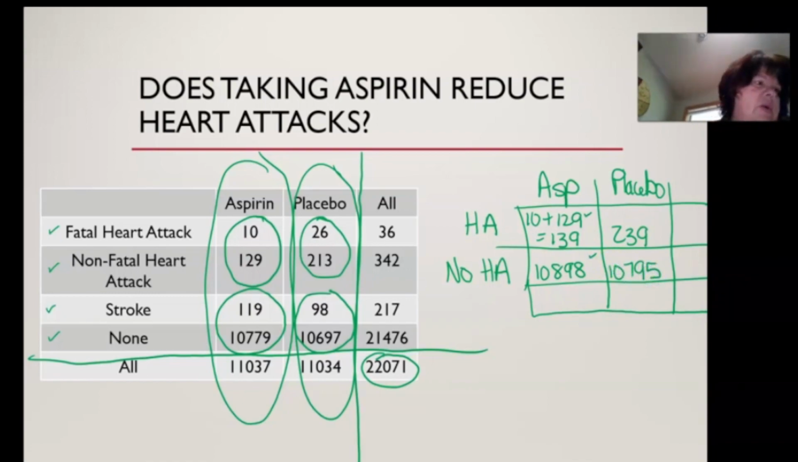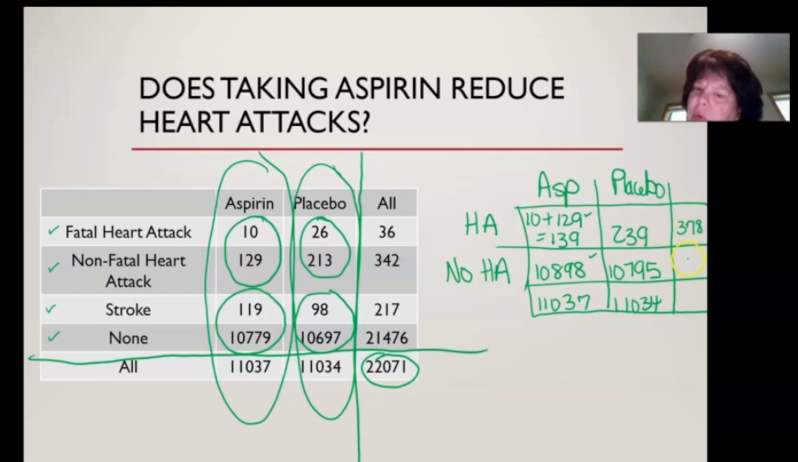And you can see the grand totals there. We could put them in. 11037 on the bottom of column 1. We'll total that up. 11034 placebo. 378 adds up the first row, and then 21693 the second row, and the grand total, as we know, is 22071.